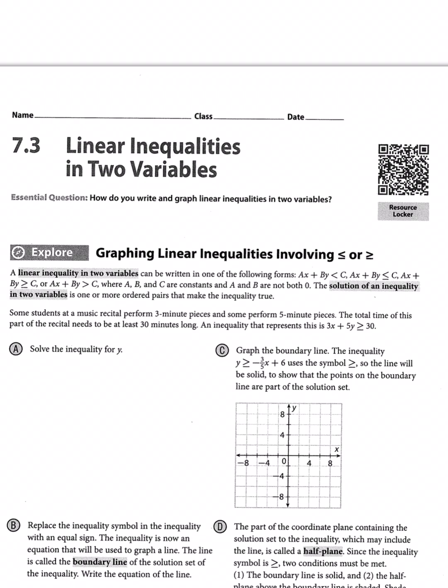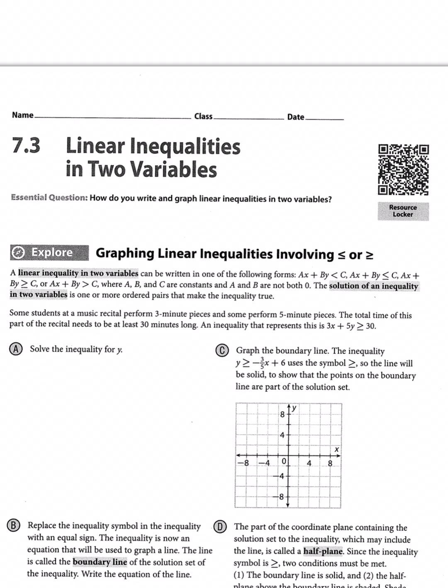It says some students at a music recital perform 3-minute pieces, and some perform 5-minute pieces. The total time of this part of the recital needs to be at least 30 minutes long. An inequality that represents this is 3x plus 5y is greater than or equal to 30. The 3x represents the time for the 3-minute pieces. The 5y represents the time for all of the 5-minute pieces. And we have at least 30 minutes, so it has to be more than or equal to 30.